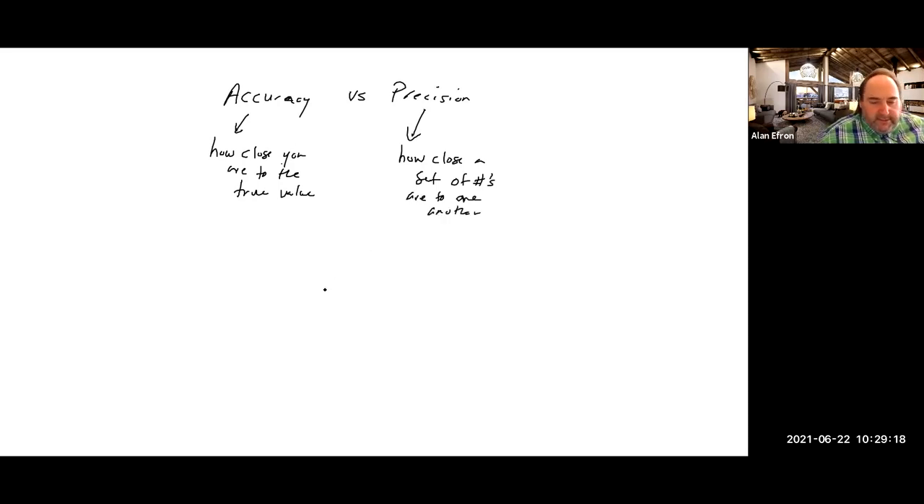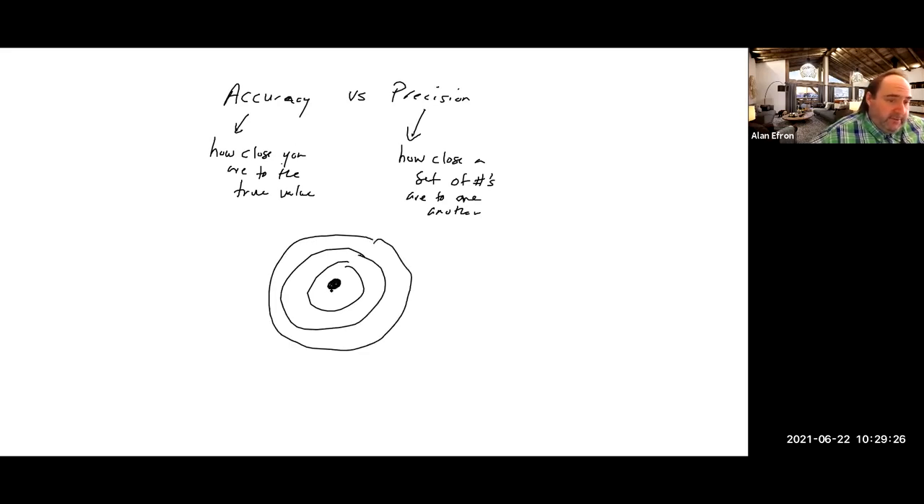So to illustrate, this is the common example like a bullseye, right? You throw darts at a board, and the goal is to hit the bullseye. If you throw your darts and you end up with a dart there, maybe a dart there, maybe a dart off the board, you're not very accurate, as you obviously didn't hit the true value, which is what we're going for, the bullseye. You're not very precise because it's clearly all over the place.